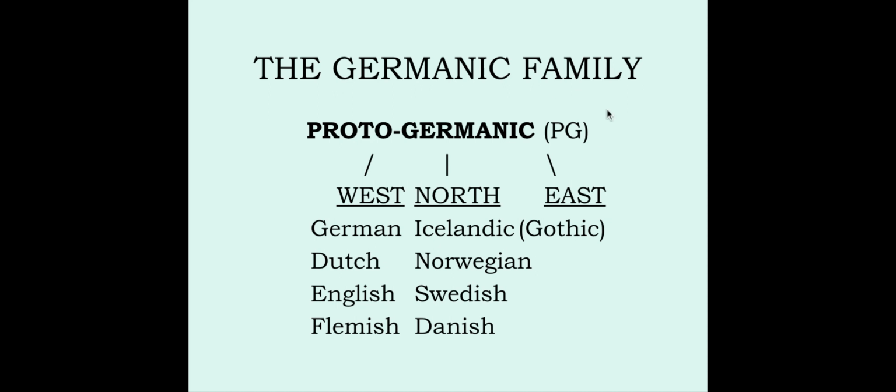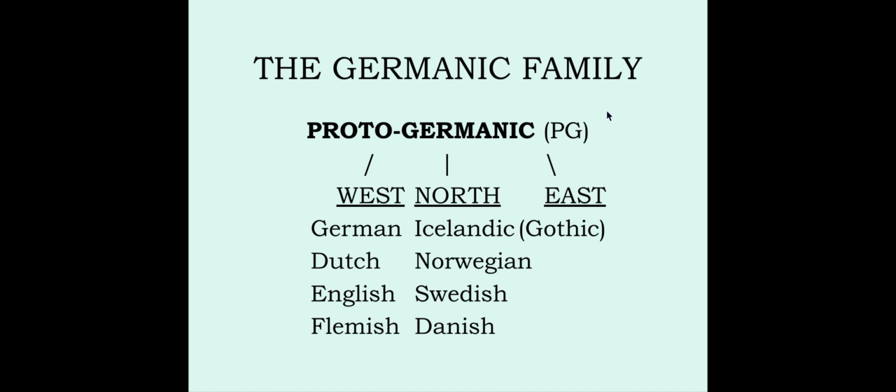And then there was also an East group, a third group, and there are no modern languages that exist anymore from the East Germanic group, but we do have writings, some parts of the Bible that were written in Gothic, which was an Eastern Germanic language. So this is the basic structure of the Germanic family.